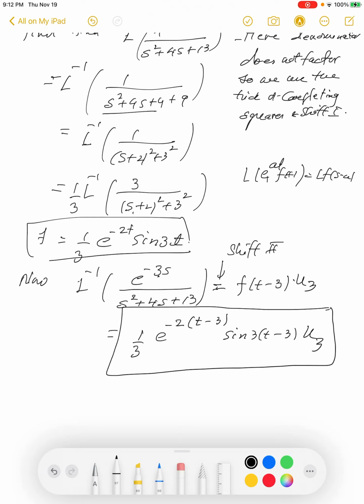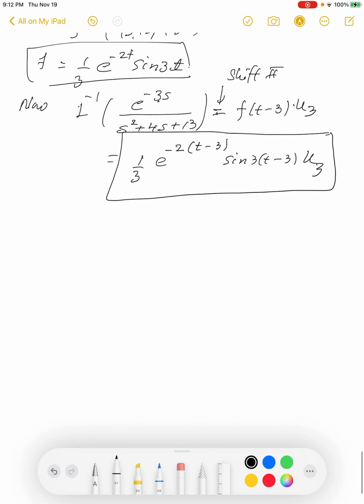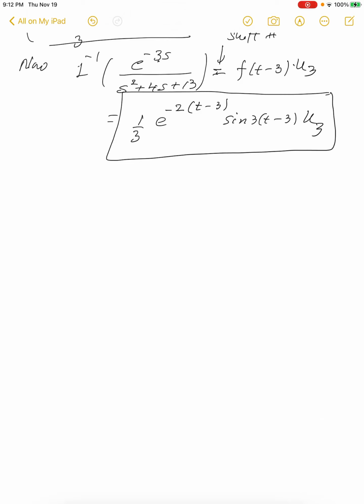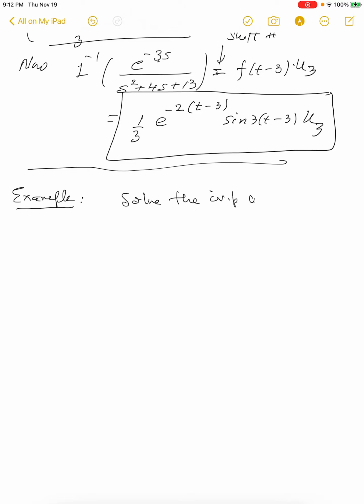So let's now do some differential equations with discontinuous right hand side, where all of this is put together. Good. So let's see an example. Solve the IVP using Laplace transforms.